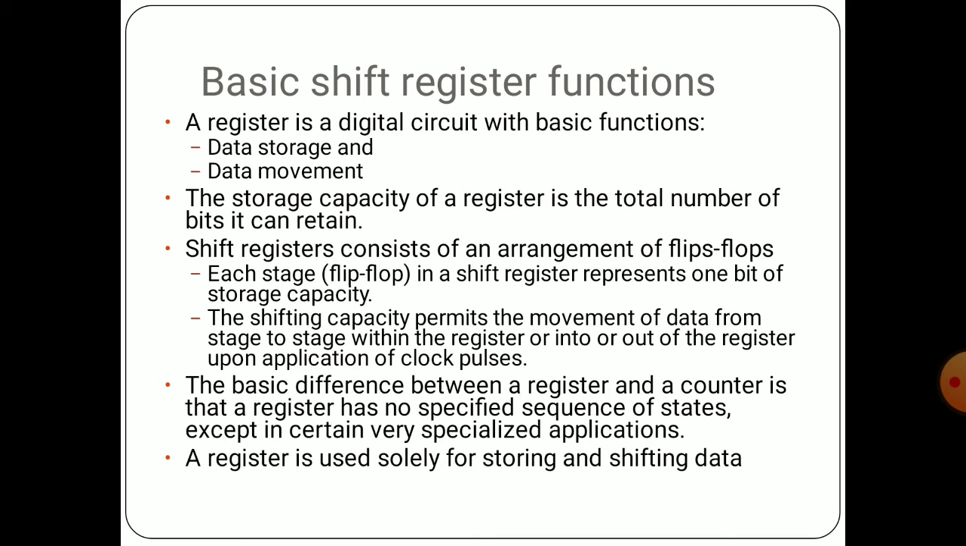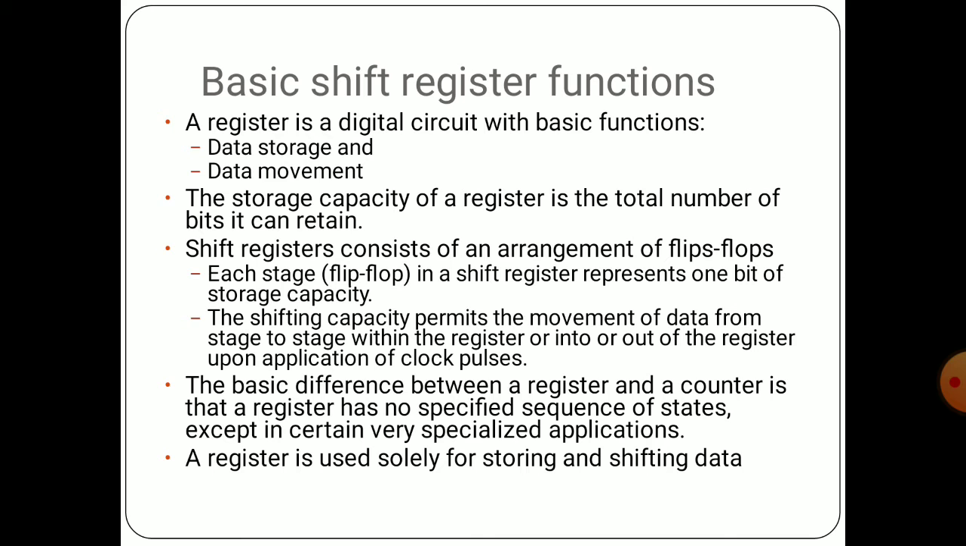What is a register? The basic definition of a register is a group of flip-flops. For example, a 4-bit register consists of 4 flip-flops, because each flip-flop is capable of storing one bit of information. Already I told you the basic element for memory is the flip-flop, so a register is a group of flip-flops.